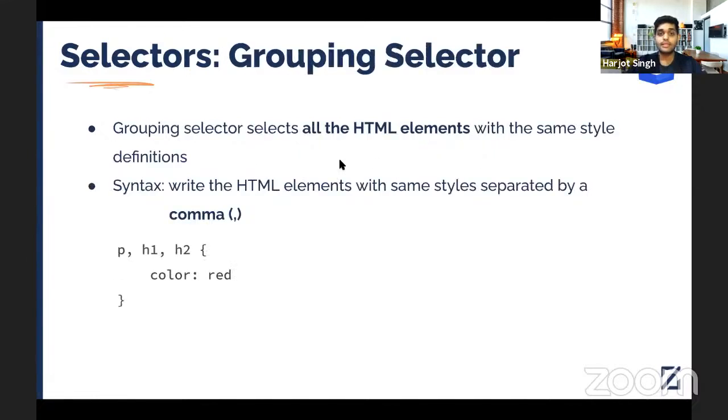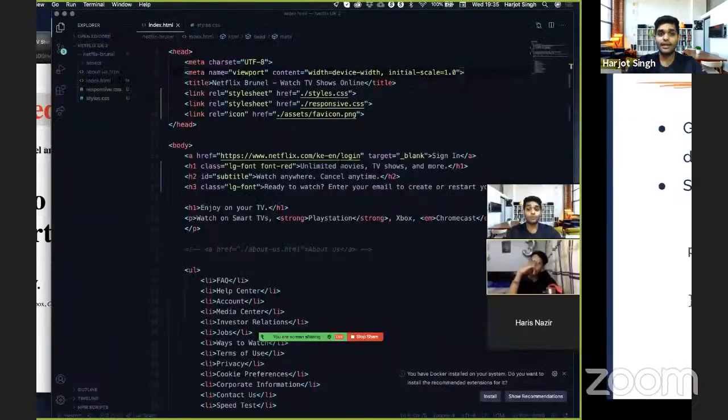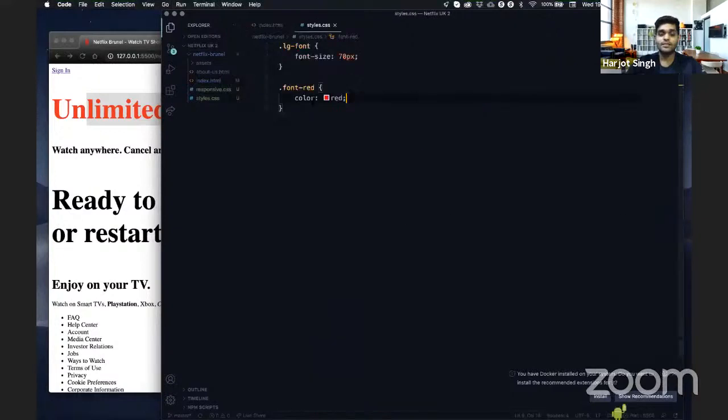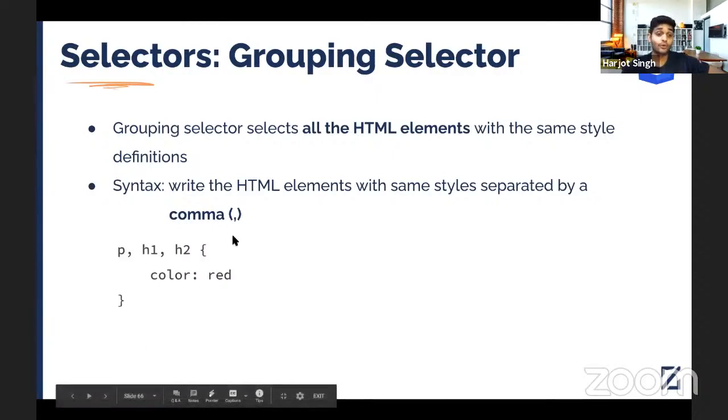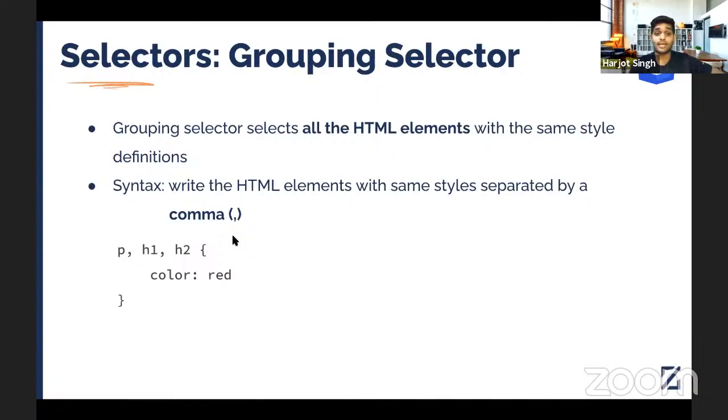The next one is grouping selectors. So we went over the classes, how you can reuse classes, but what if you want to add the same styling to multiple tags in an HTML? How would you do that? So you can group HTML elements together using commas. So if you want to style the P tag, the H1 tag, the H2 tag, you just separate them by commas, add the CSS styling, and all those HTML tags will be styled.